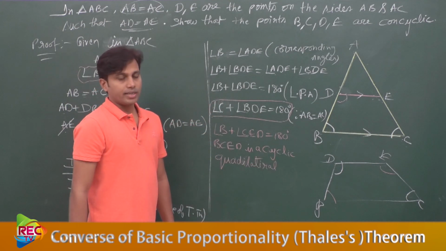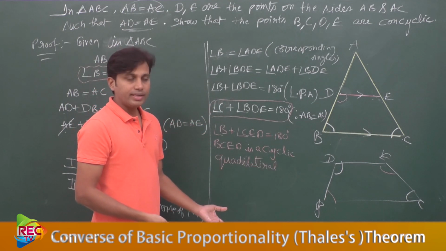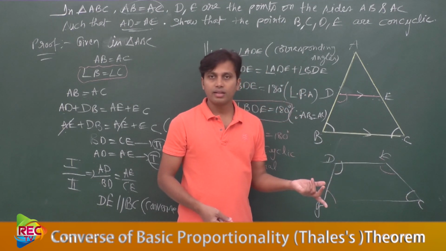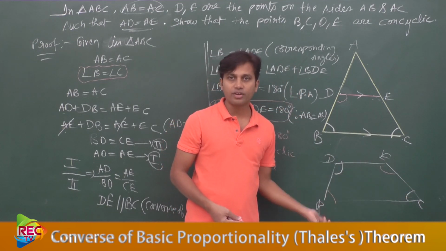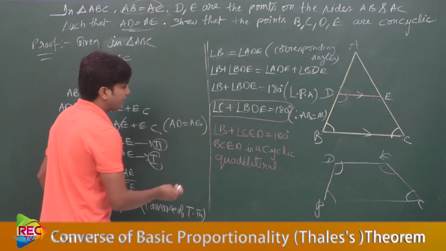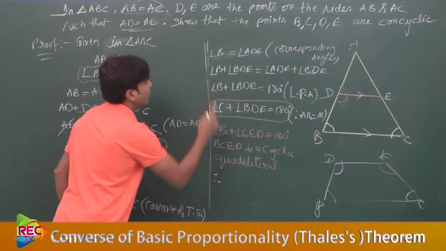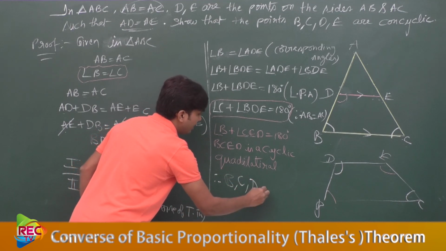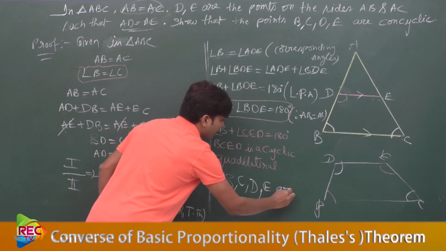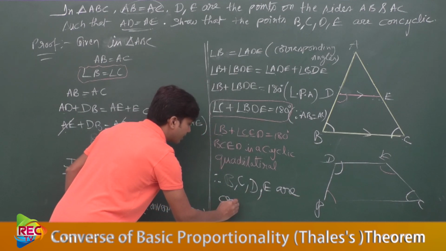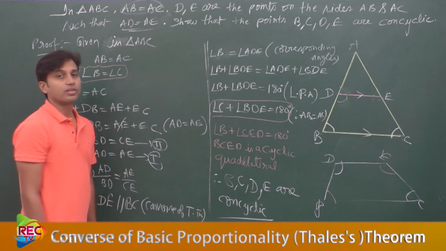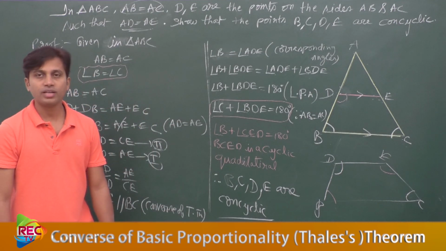It's a cyclic quadrilateral. When this is a cyclic quadrilateral, then the vertices lie on a circle. That means those are all concyclic. So therefore, we can write that B, C, D, E are concyclic. So like this, we can show those are concyclic.